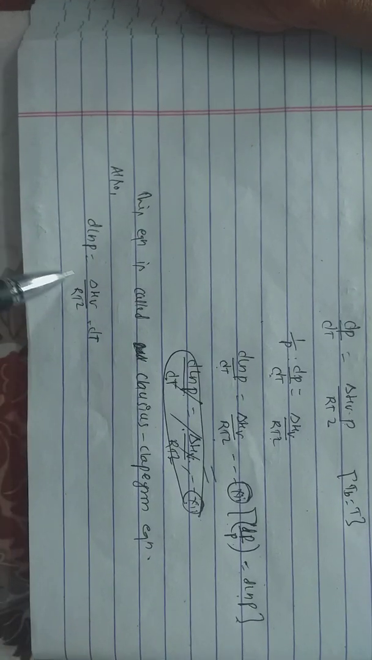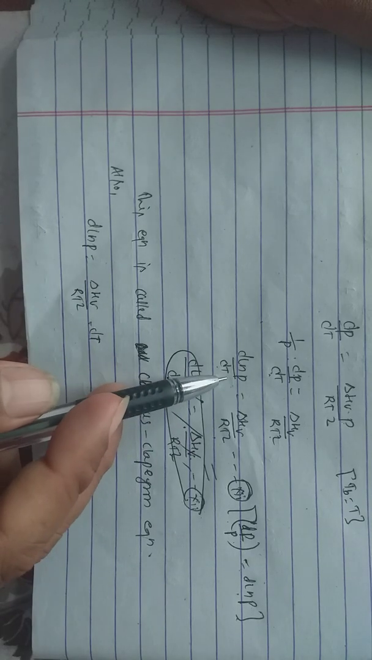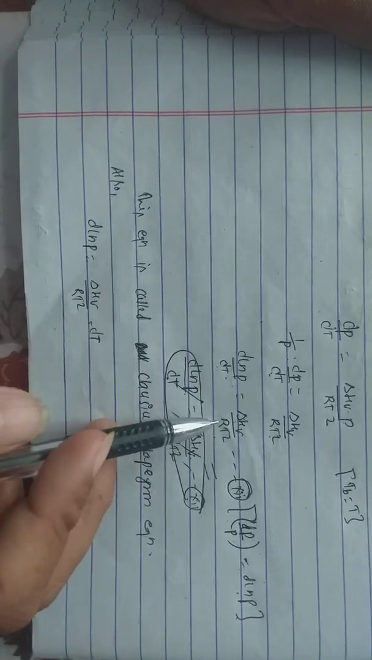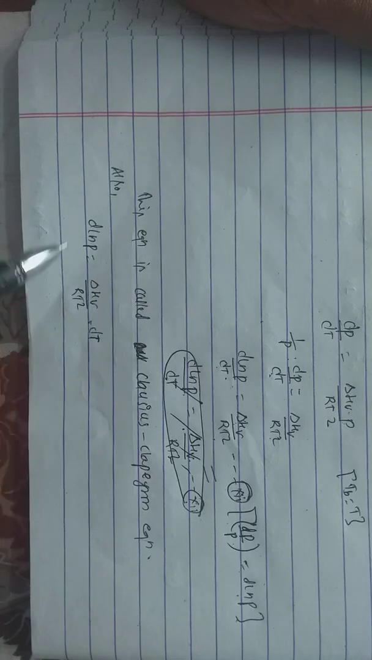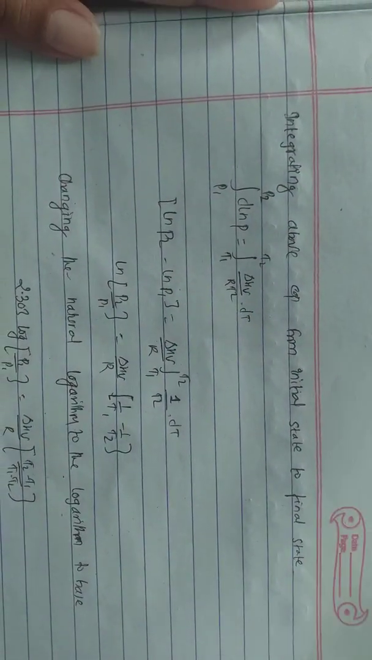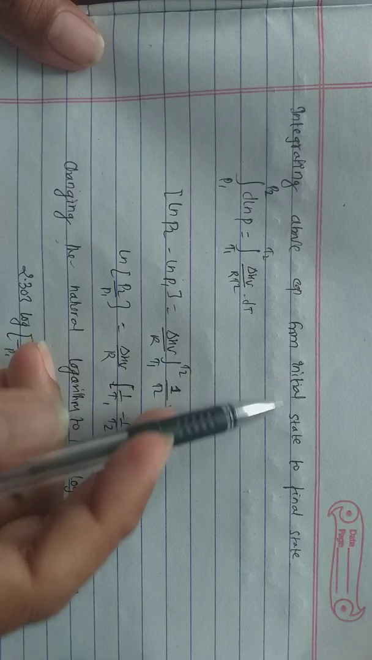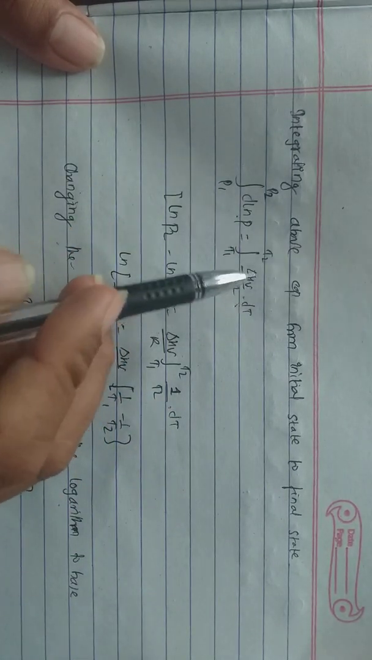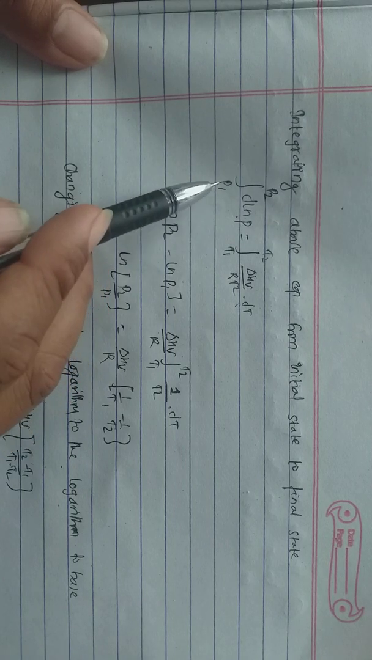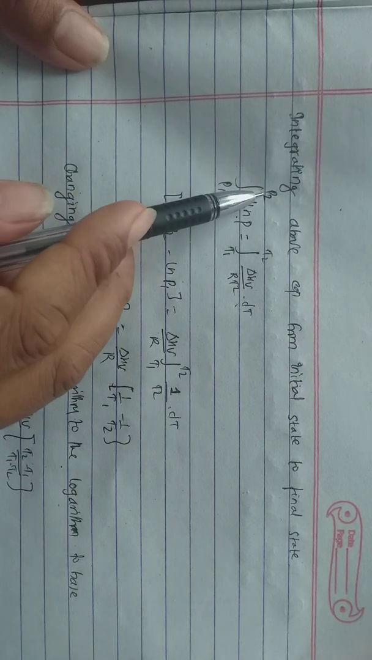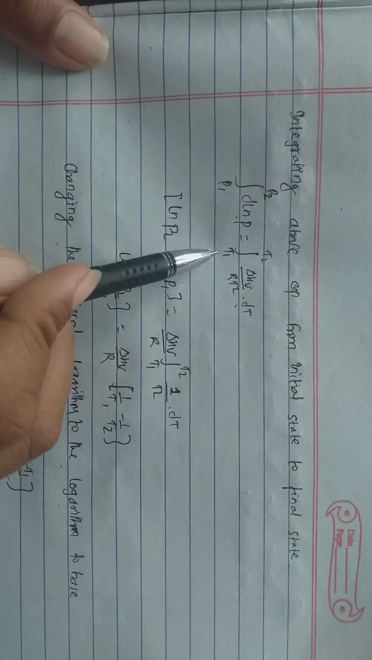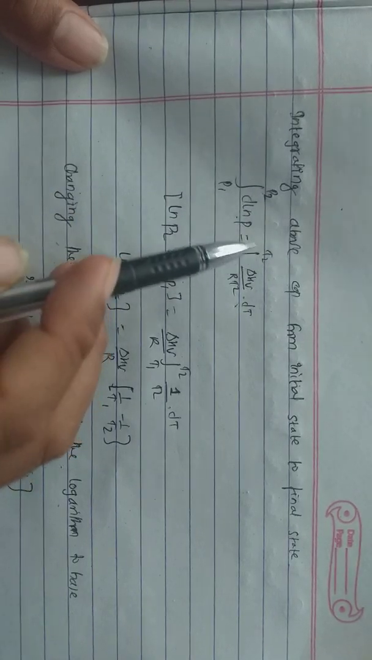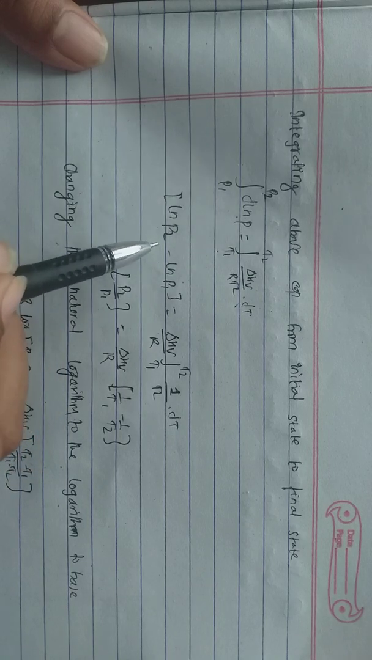Also, d ln P is equal to ΔHv by RT squared, and by cross multiplication dT comes to this side. Then integrating the above equation from the initial state to the final state, with initial pressure P1 and final pressure P2, and initial temperature T1 and final temperature T2, we get the integral of d ln P equal to ln P2 minus ln P1.